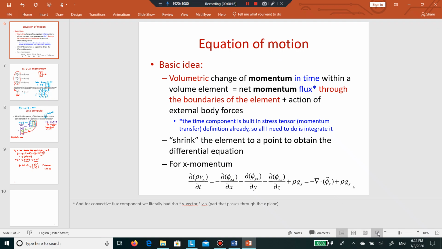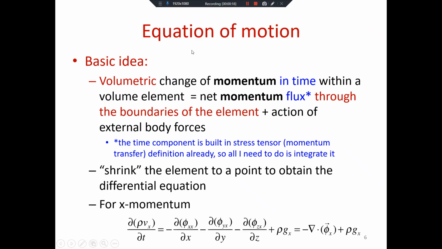The basic idea in the equation of motion was that the volumetric change of momentum in time within a volume element is a net momentum flux through the boundaries of the element plus any action of external body forces. And this net momentum flux through the boundaries, as well as the action of the external body forces, is precisely what we were doing during the shell balance.